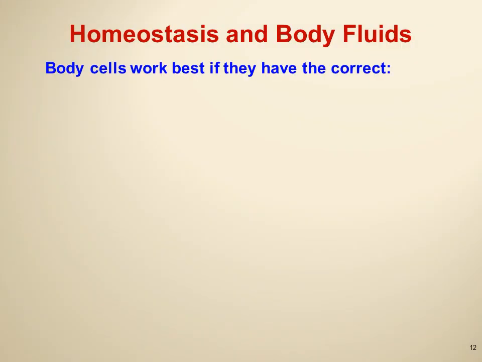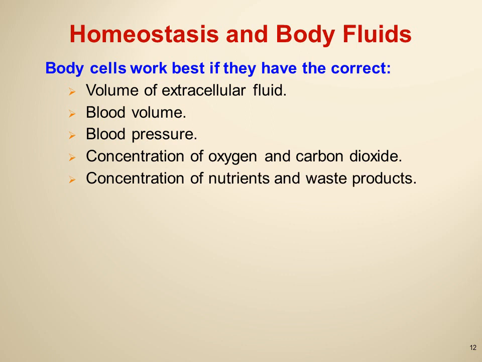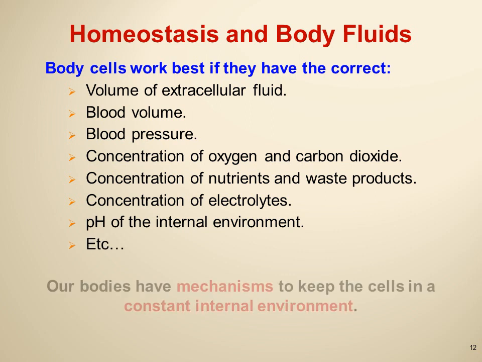Body cells work best if they have the correct volume of extracellular fluid, the correct blood volume, the correct blood pressure, the correct concentration of oxygen and carbon dioxide, correct concentrations of nutrients and waste products, and also correct concentration of electrolytes, pH of the internal environment, and so on. Our bodies have mechanisms to keep the cells in a constant internal environment that is very important for the proper functioning of the cells.